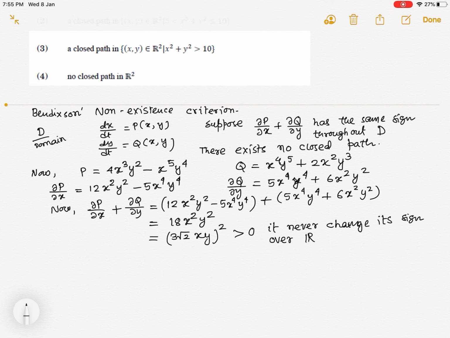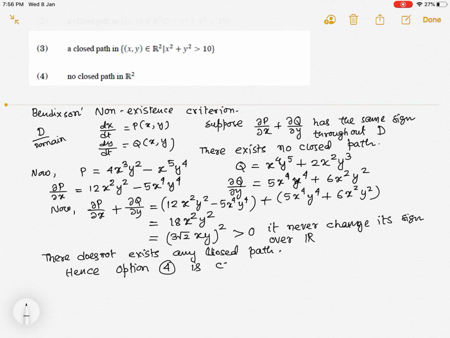Hence, by Bendixson's non-existence criterion, there does not exist any limit cycle or any closed path for the given system of nonlinear ordinary differential equations. Hence, option 4 is correct.